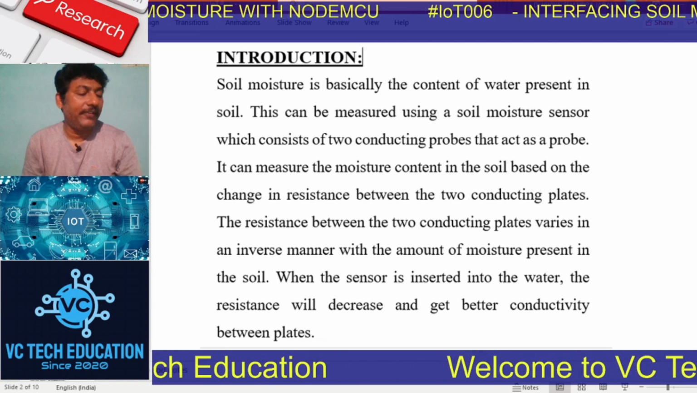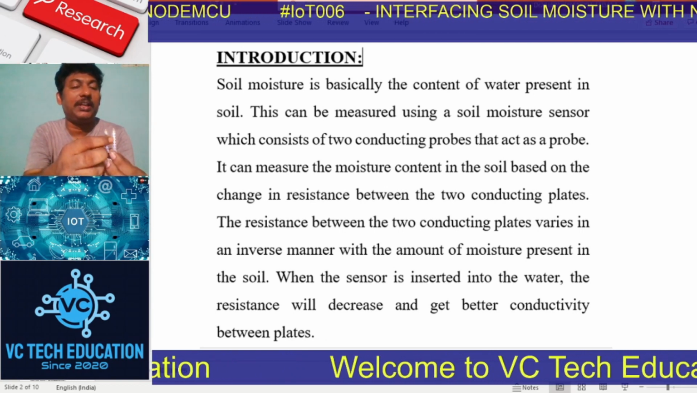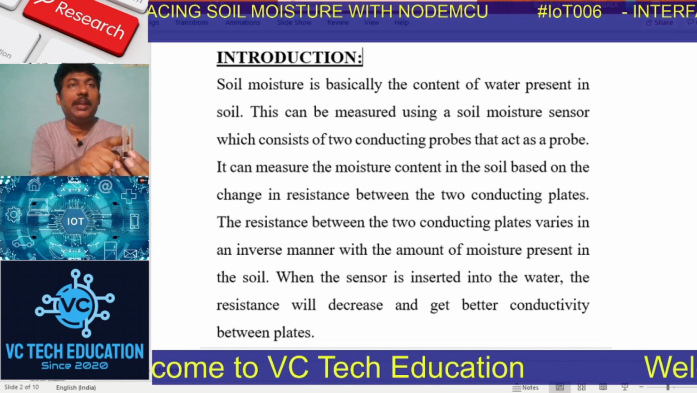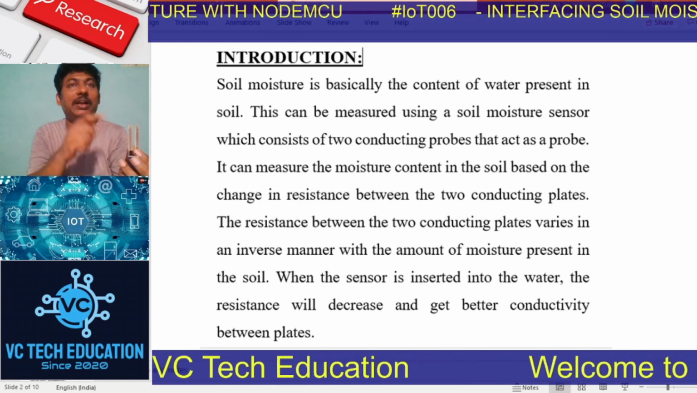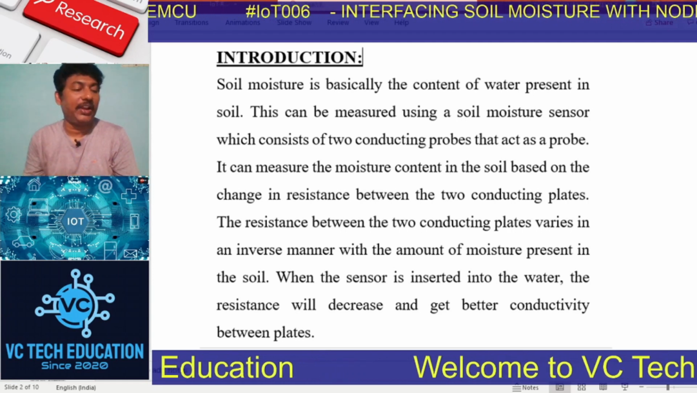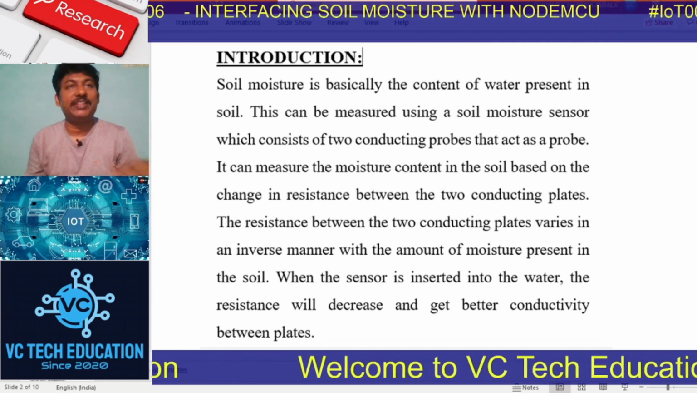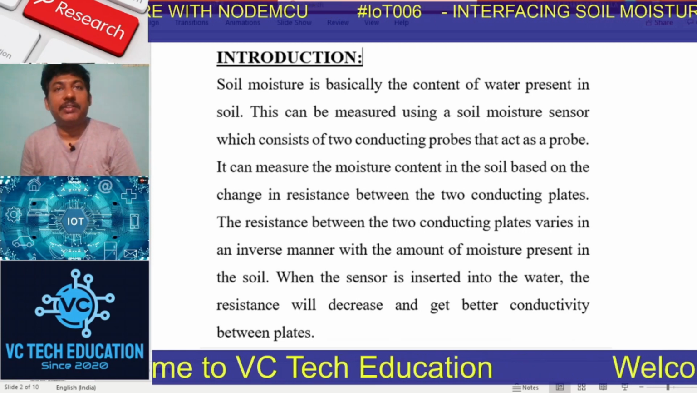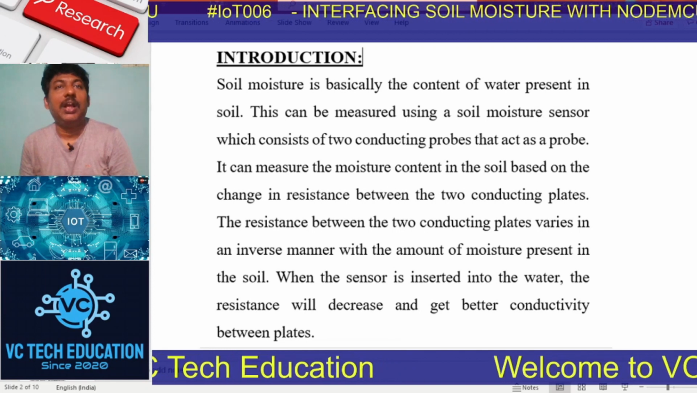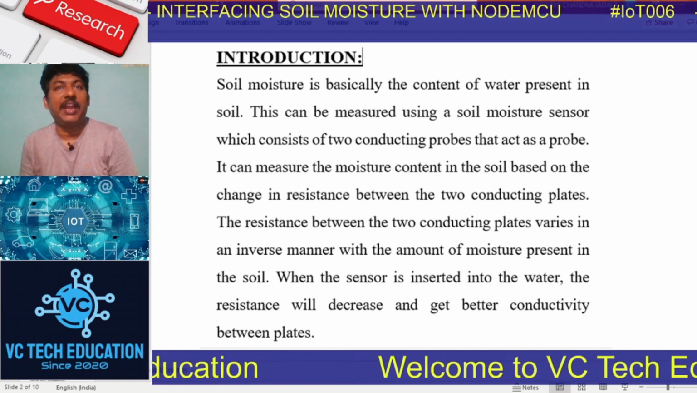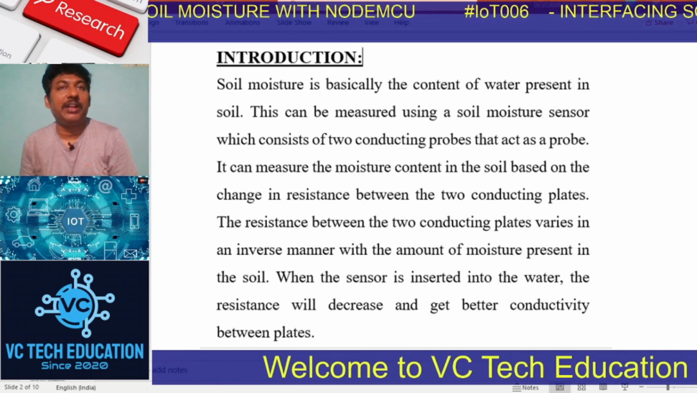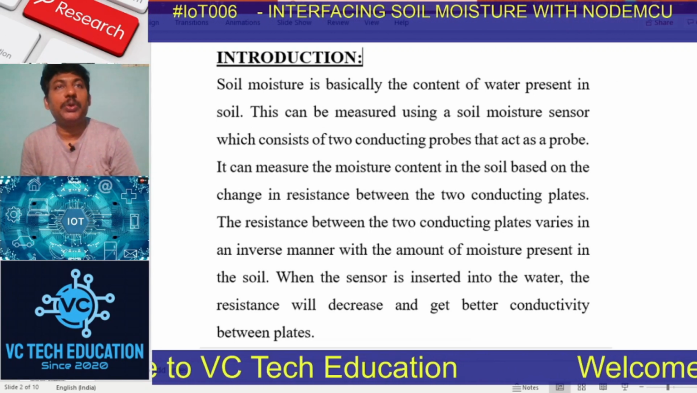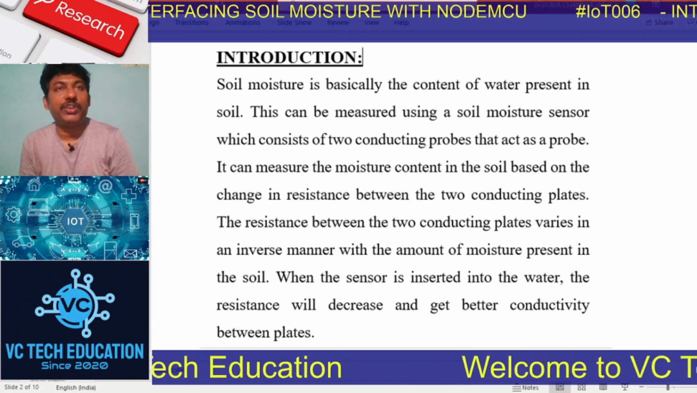The resistance between these two probes, based on the water content in between them, will be calculated. Based on that particular resistance, the moisture will be identified. So when the sensor is inserted into water, the resistance will decrease and there is better conductivity between the plates. This is the experiment used to identify the moisture in the soil.